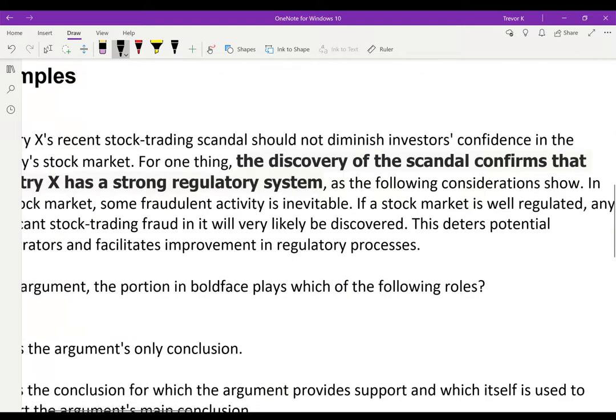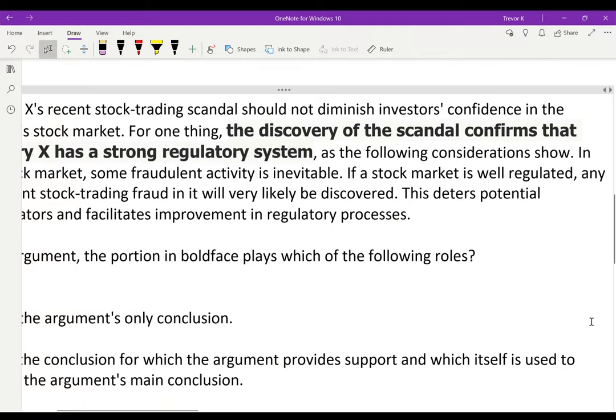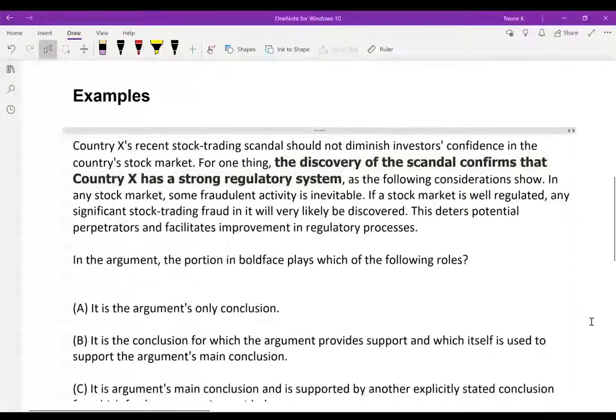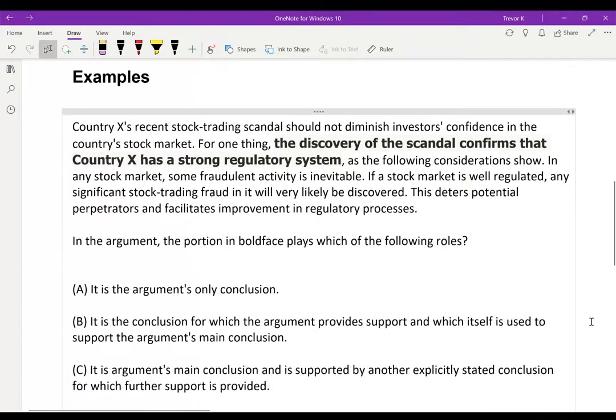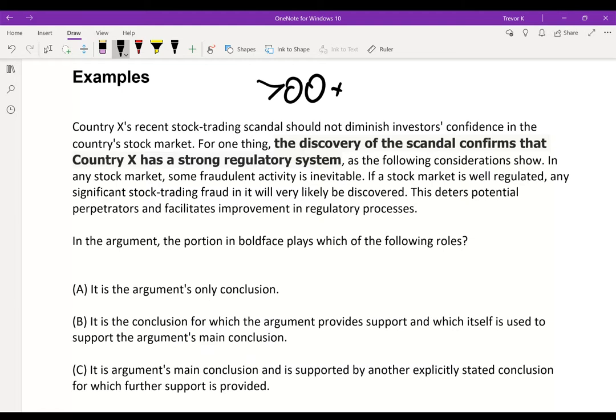All right, cool. So let's do this. This is a real GMAT question. It's 700 plus. So I'm going to go through this.